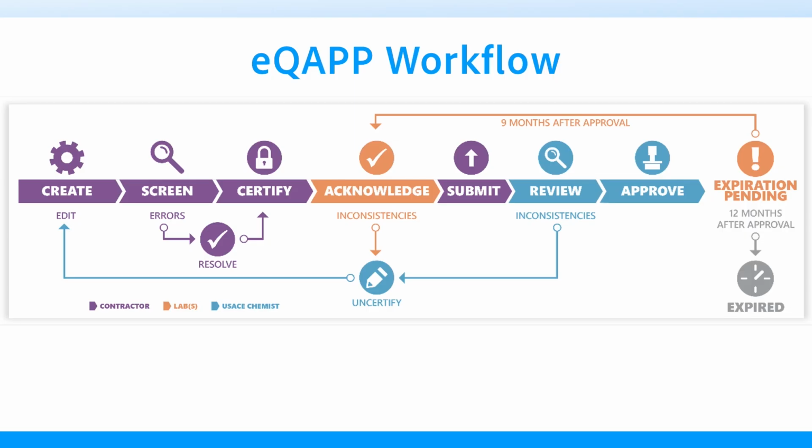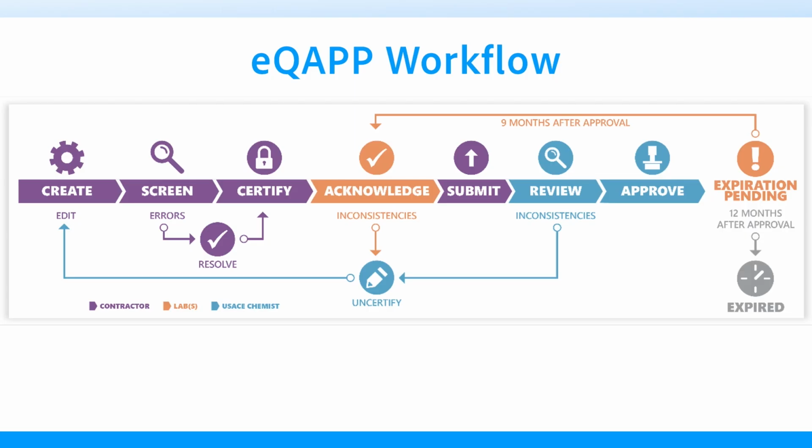Once the EQAP information is entered, the lab has the chance to review the EQAP and acknowledge it. If the lab has any concerns, for example, if the EQAP lists a method the lab no longer runs, they will let the team know. The team can then make updates if necessary or evaluate if an additional lab needs to be contracted in order to meet requirements. Finally, the project chemist will review the EQAP and approve it.